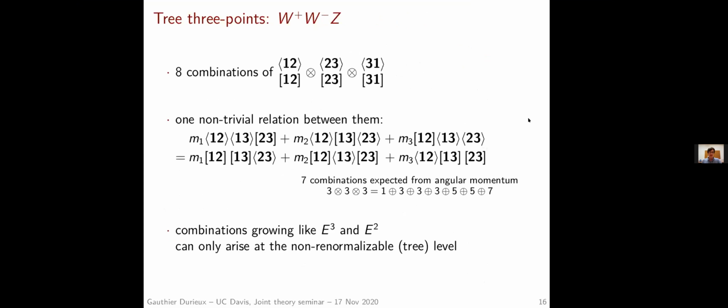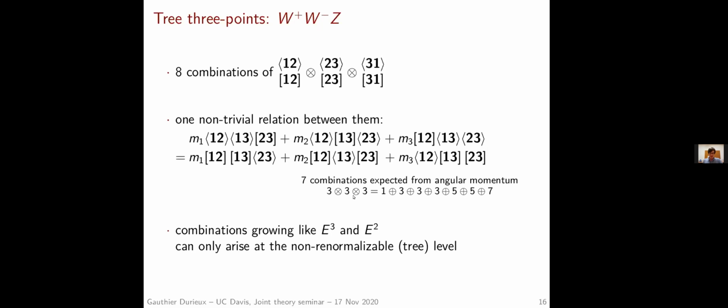Okay. So another 3-point amplitude I wanted to discuss explicitly is this 3-vector amplitude, W, W, and Z. You naively expect 8 combinations just by taking either angle or square brackets for each of the pairs of spinors. But you actually see that there is one non-trivial relation between 6 of those products, which brings you down to 7 independent combinations, which is again what you expect from angular momentum arguments.